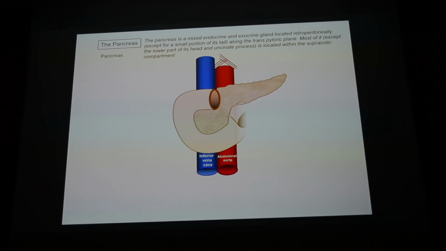Uncinate is not shown here. This is the C of the duodenum, it wraps around. And there you are looking at the first part, second part and third part. And these are the superior mesenteric vein and artery. The head, uncinate process, body and tail.